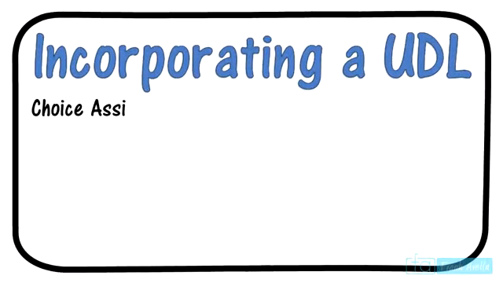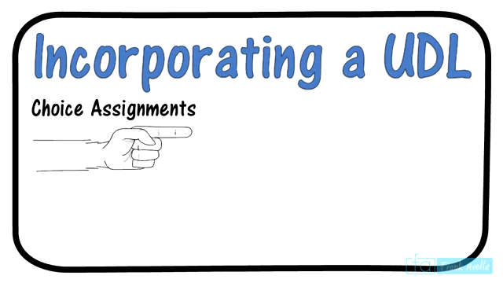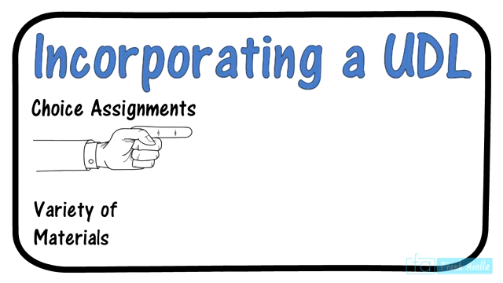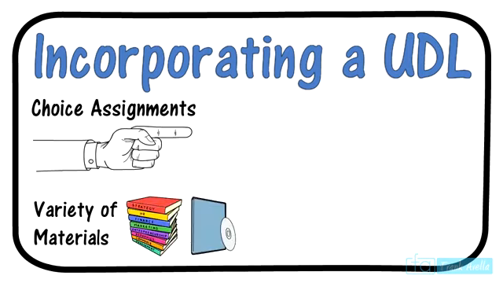Choice assignments are one staple of a UDL classroom. Not only do students feel a sense of autonomy, they feel more obligated to complete the assignment because they chose it. Next, teachers need a variety of materials on hand. For this reason, it's important to get department chairs and school principals on board to help secure supplies.